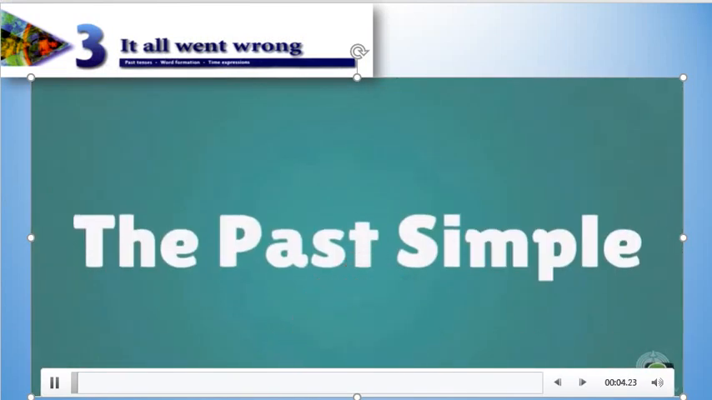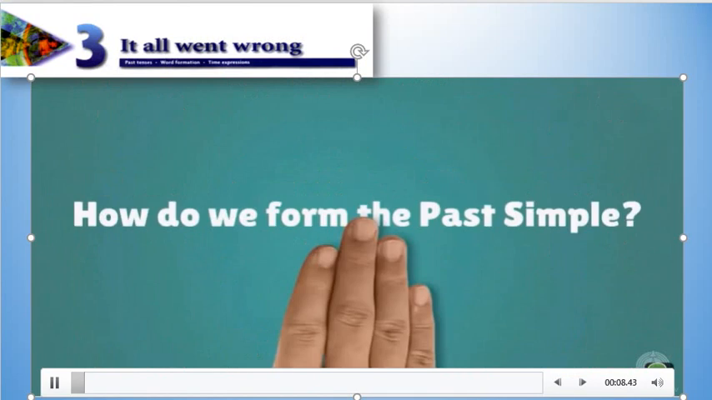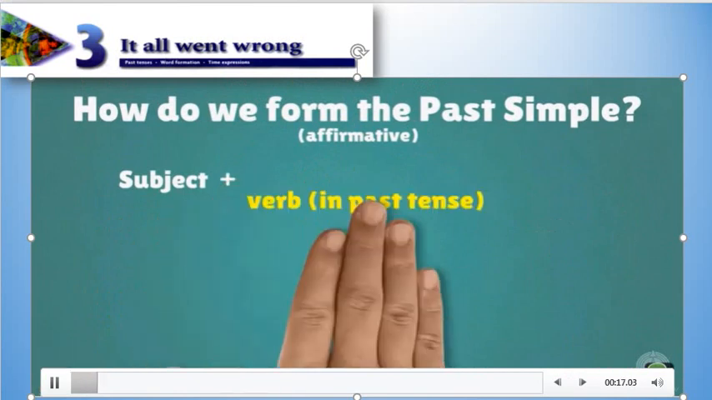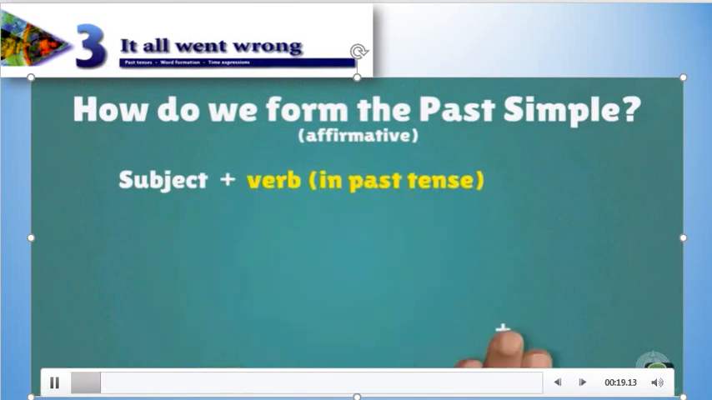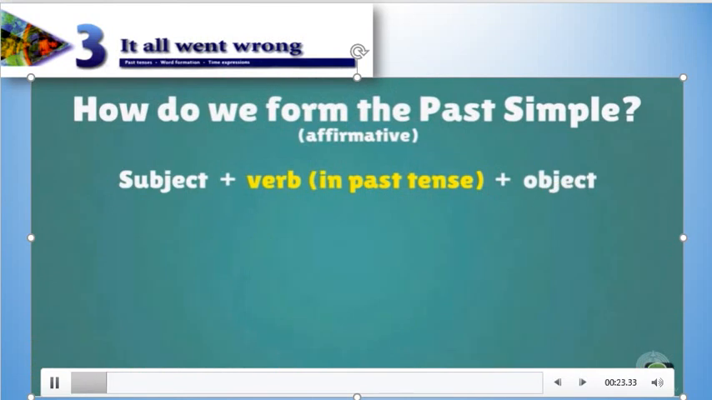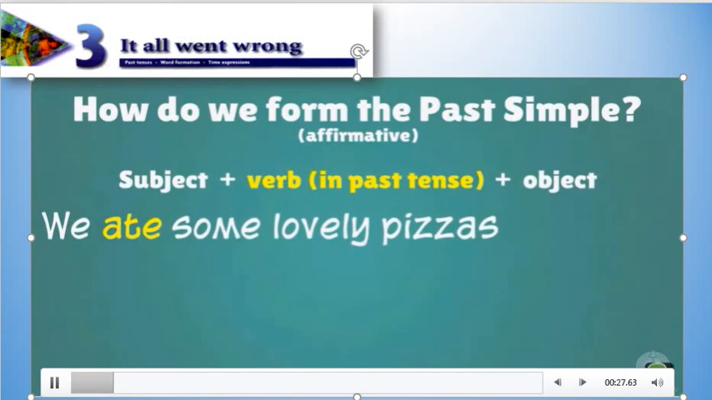The past simple. How do we form the past simple? Affirmative. Subject plus verb in past tense plus object. We ate some lovely pizzas last night.